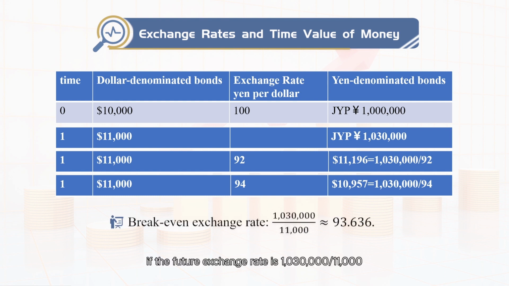Well, if the future exchange rate is 1,030,000 over 11,000, which is about 93.636 yen per dollar, there is no difference between the two bonds. That is, the 93.636 yen per dollar is the break-even exchange rate. This example illustrates the relationship between exchange rates and time value of money.